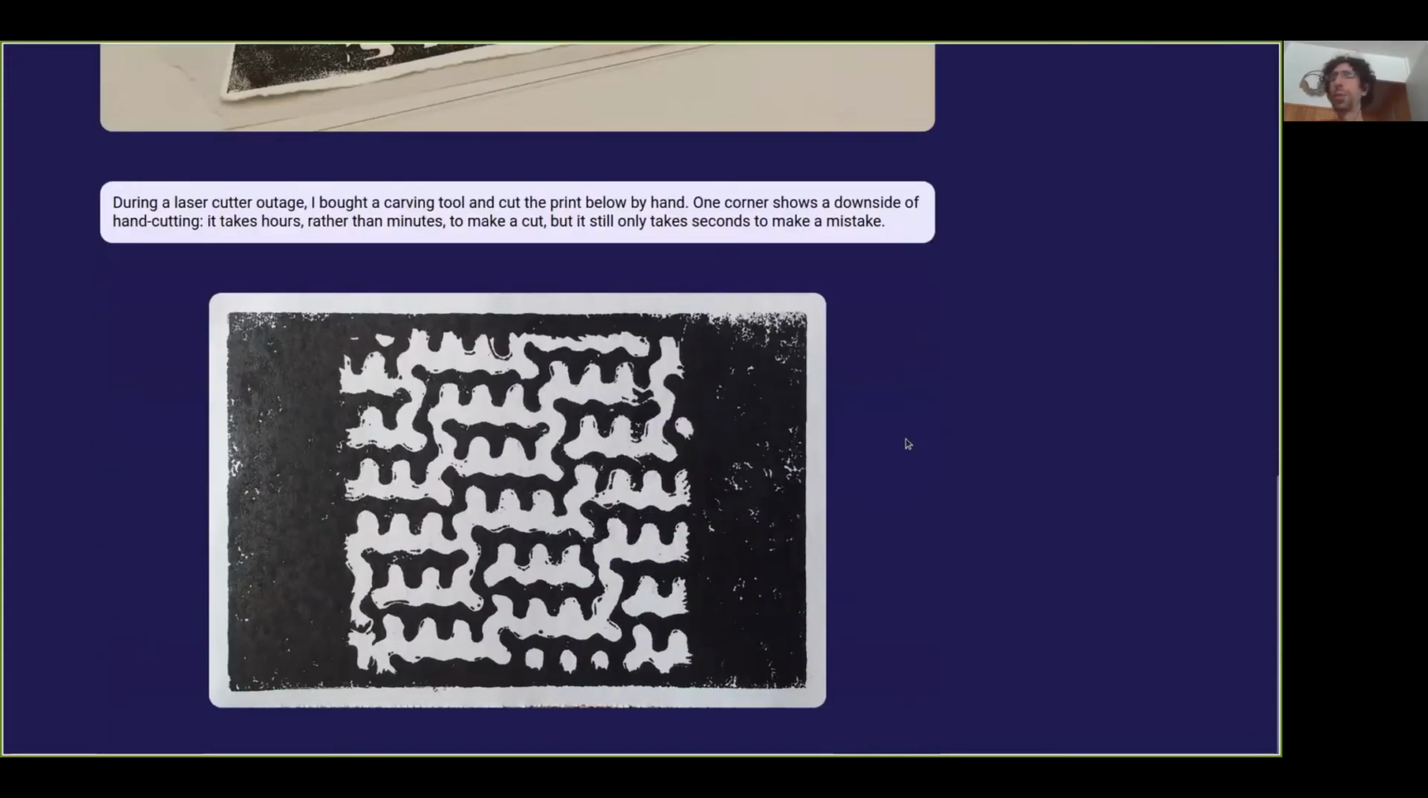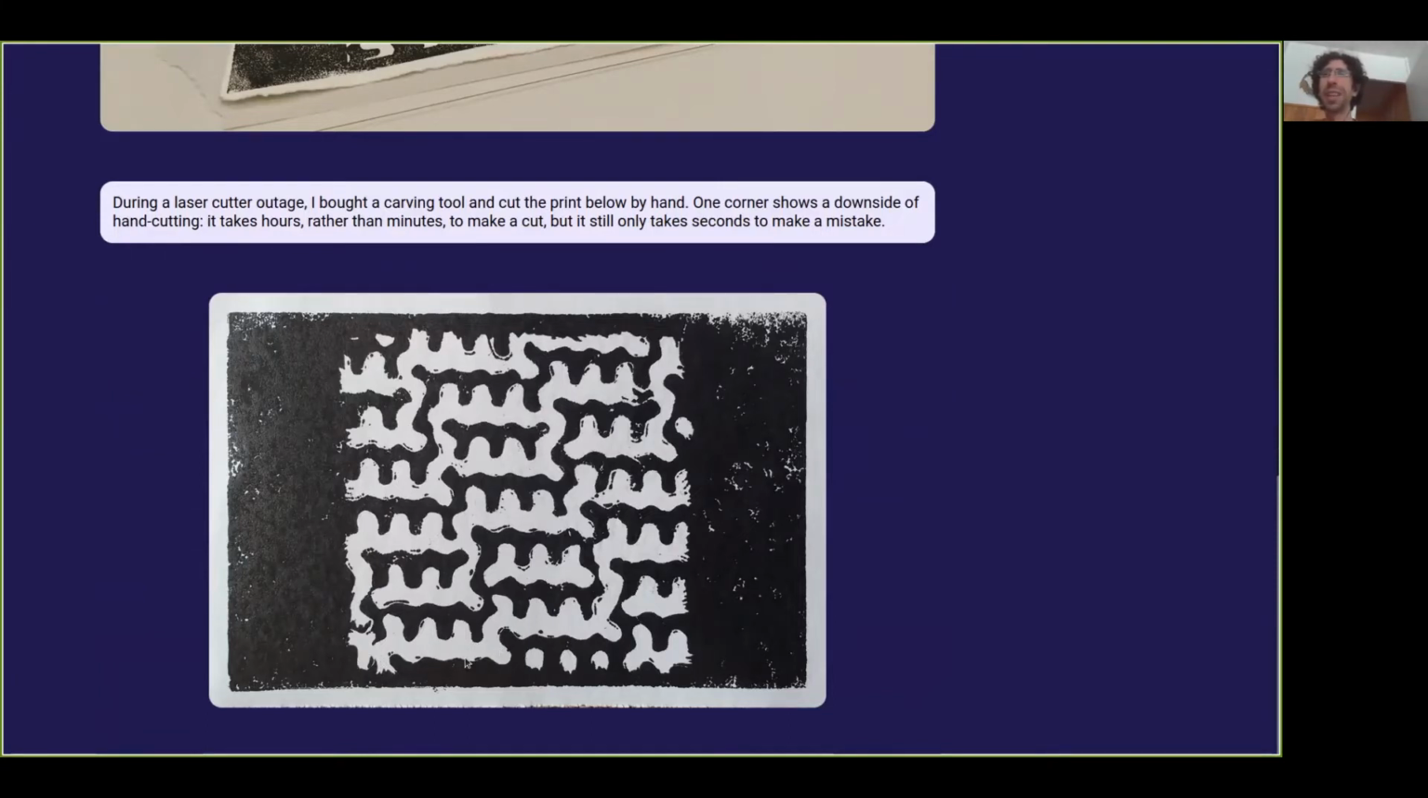So during the program, there was a laser cutter outage. And so I bought a carving tool and started trying to make these woodcuts by hand. And I am not a very experienced wood cutter, so I wouldn't recommend this as an efficient way to produce these pictures, but it definitely has a different character.